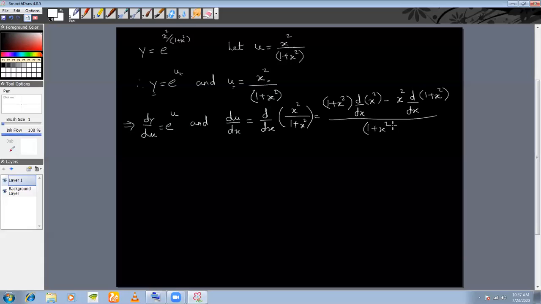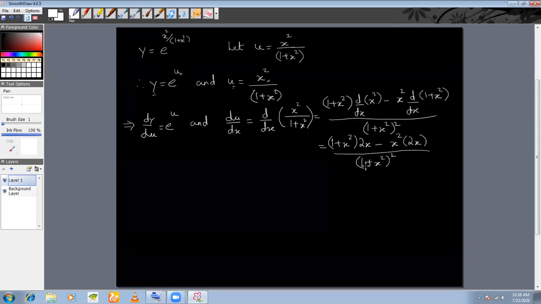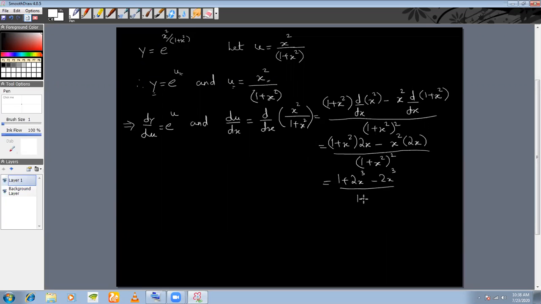1 plus x square, okay, which is equal to 1 plus x square, and d/dx of x square you know is 2x, minus x square, and d/dx of 1 plus x square you know is again 2x, right? Divided by 1 plus x square whole square, which is 2x plus 2x cube minus 2x cube divided by 1 plus x square whole square. These two cancel. I get 1 by 1 plus x square whole square.